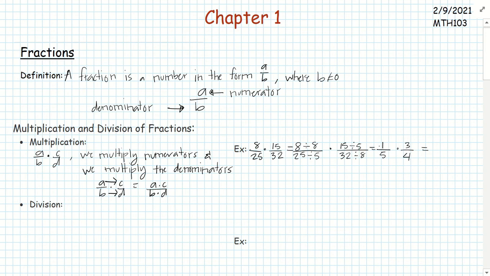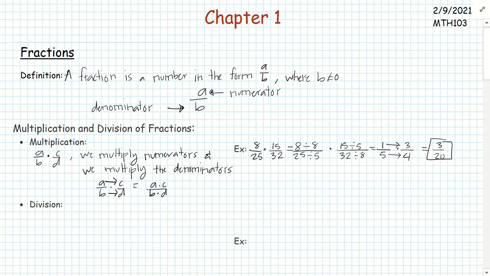Now that they have been reduced, notice they're simpler numbers. I don't have to do big multiplications like 25 times 32. Now I can just multiply across, numerator times numerator, and denominator times denominator. So 1 times 3 is 3, and 5 times 4 is 20.